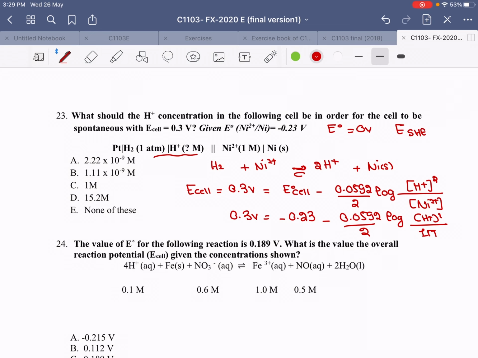It will be 1.115 times 10 to the power negative 9. So it is approximately 1. No, it is correct: 1.11 times 10 to the power negative 9 molar. Simply. Come on, let's start a new video.